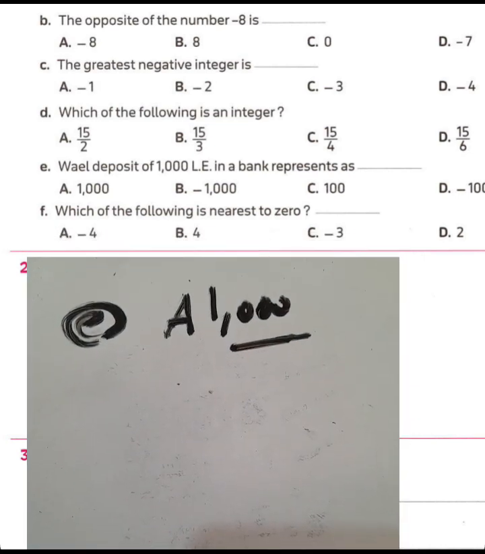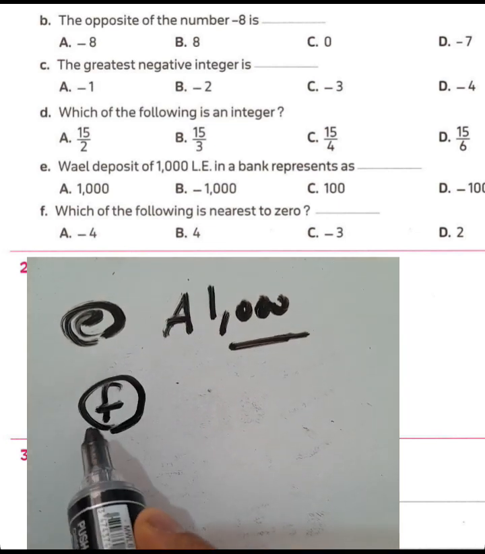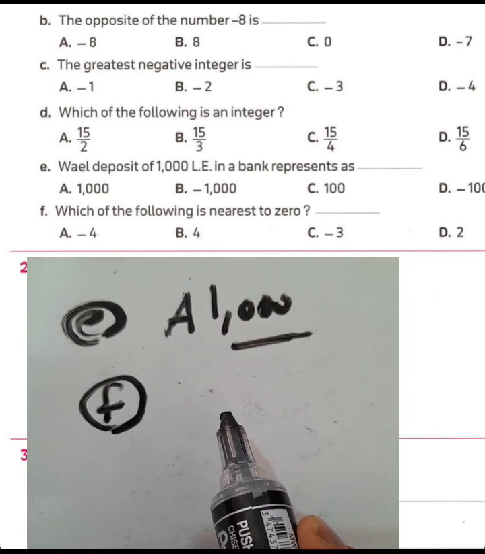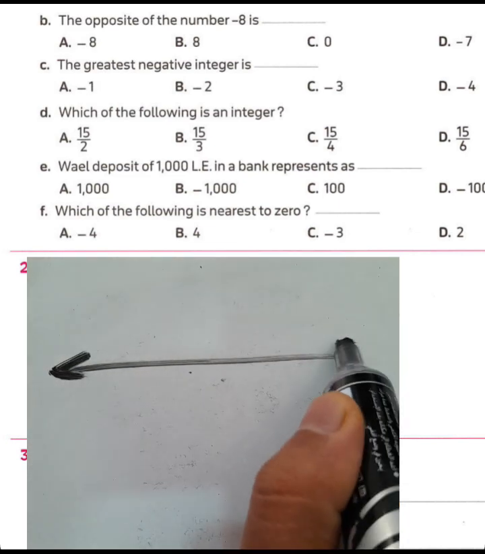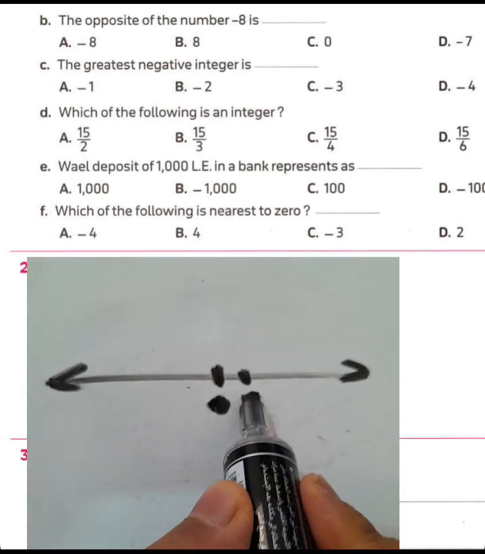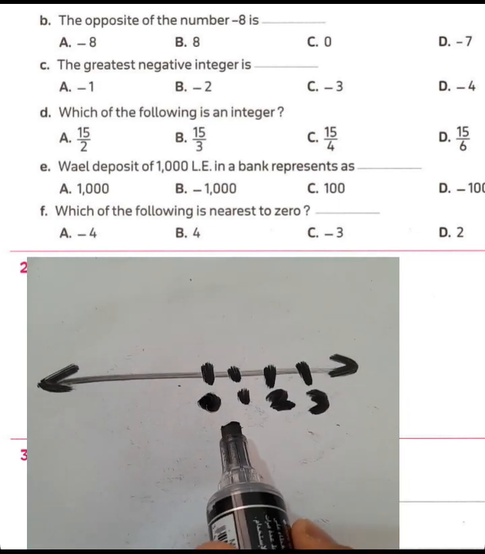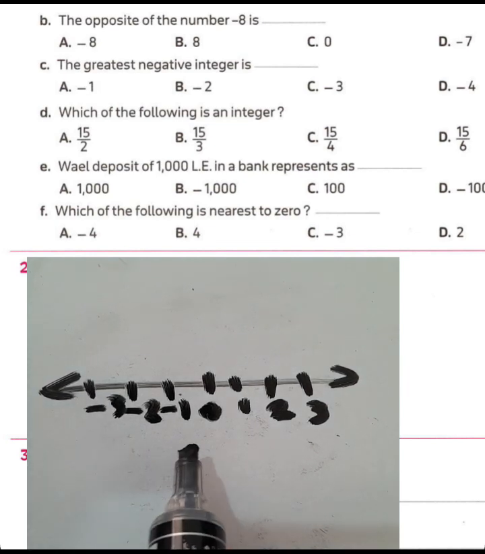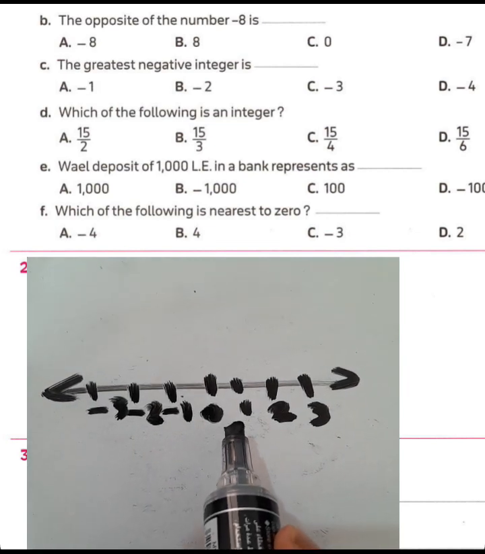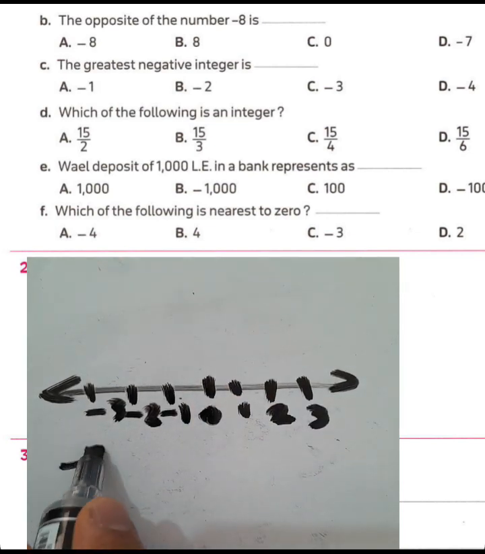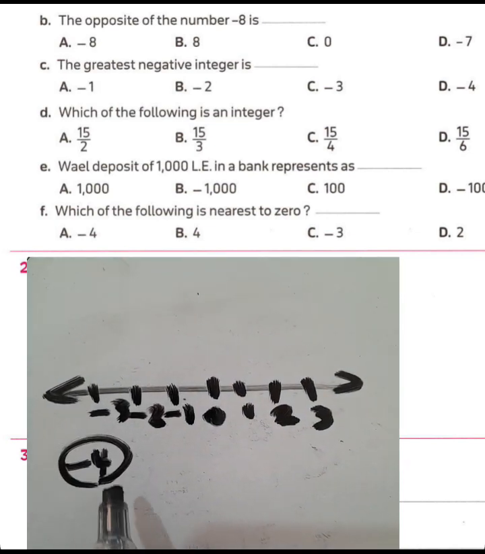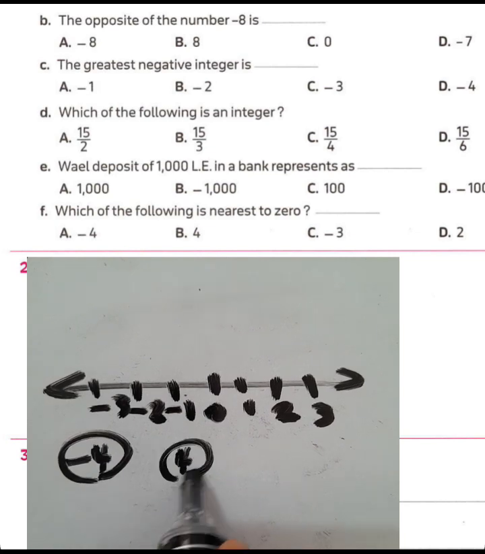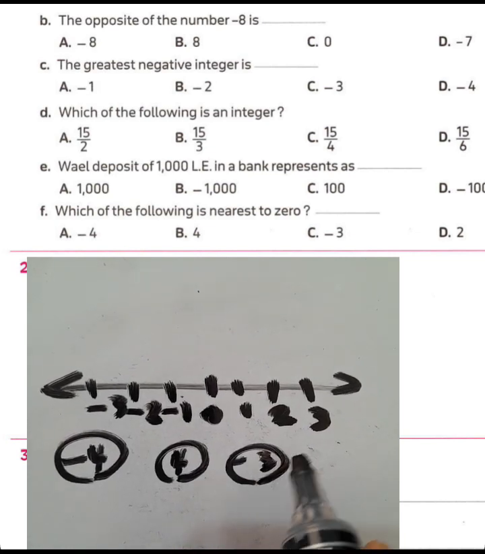Okay, question letter F. Which of the following is nearest to 0? Nearest to 0. Look at the number line here. 0, 1, 2, 3, and so on are positive integers. Here negative 1, negative 2, negative 3. What is the nearest to 0 among the numbers here? Negative 4 or 4 or negative 3 or 2.